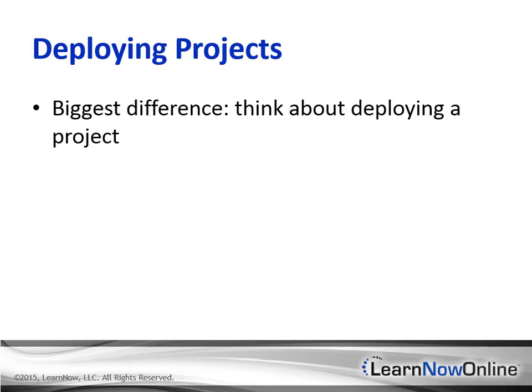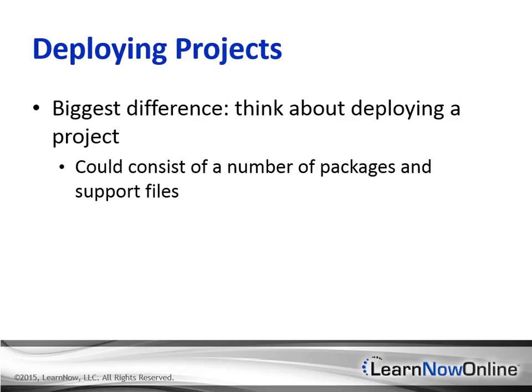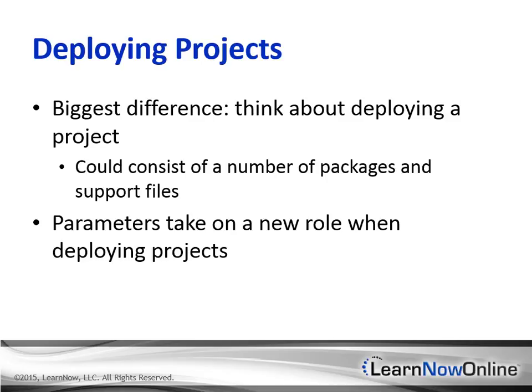Okay, so the biggest change with the project deployment model is that you have to think about deploying a project, which could consist of a number of packages and support files rather than just individual packages. And then your projects and packages are organized in folders within the SSIS catalog. And then parameters take on a whole new role when deploying projects.